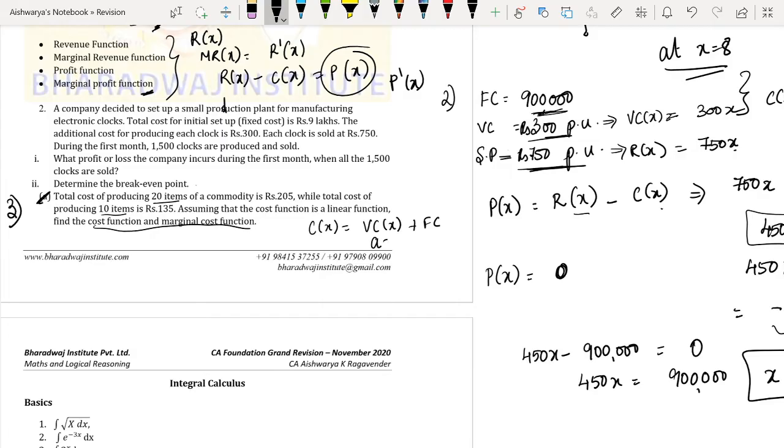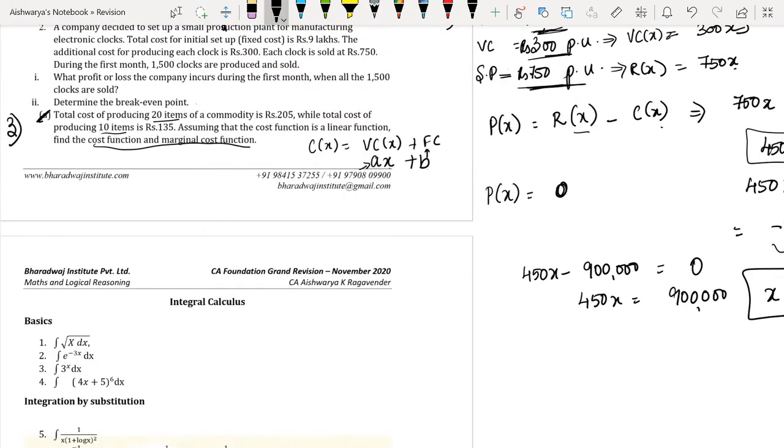So we would say that the cost function is Ax plus B. Okay, we'll assume variable cost, I told you, should not have any x. So x is the number of units produced and the cost per unit variable cost is A. So this is your variable cost function. So what will happen if you are producing 20 items? It will become 20A. Okay, A is nothing but the variable cost per unit. B is nothing but your total fixed cost. Okay, 20A plus B is equal to 205.